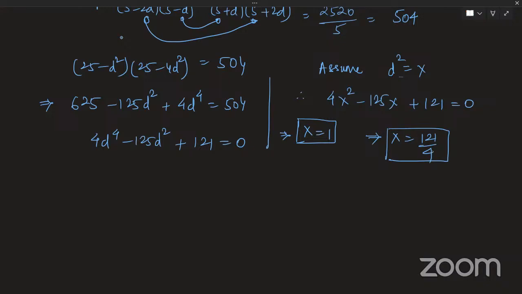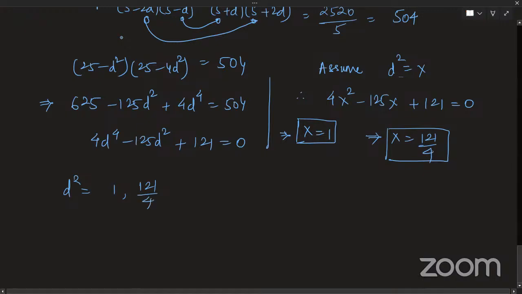Then one thing more I know about this equation is that the product of its roots is 121 by 4, because c by a. And I know that one of the roots is 1. So I will just divide 121 by 4, so my other root is 121 by 4. So basically d square has two values. One value is 1, one value is 121/4. So my d will have four values, plus minus 1 and plus minus 11/2. Right? Because my x was basically equal to d square.